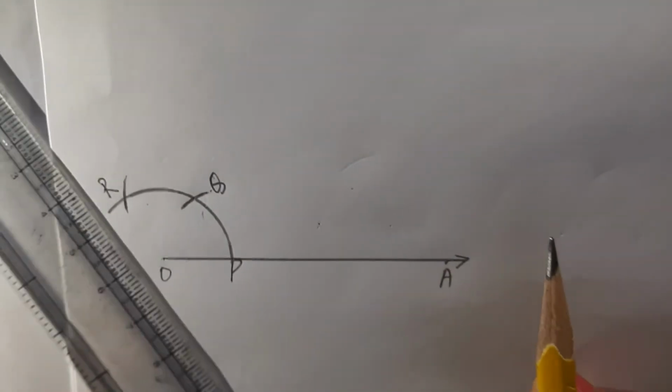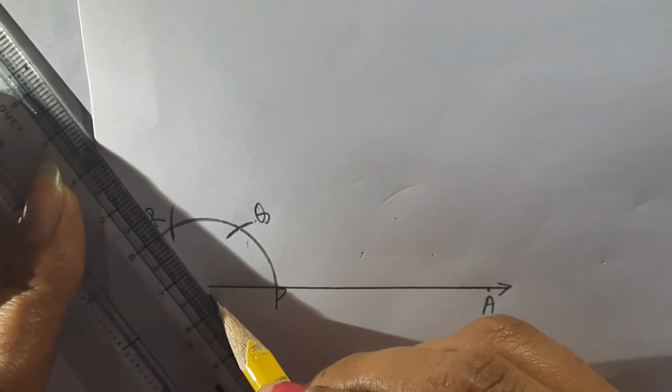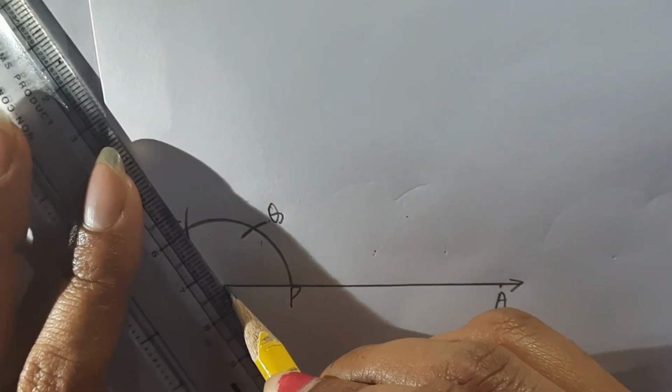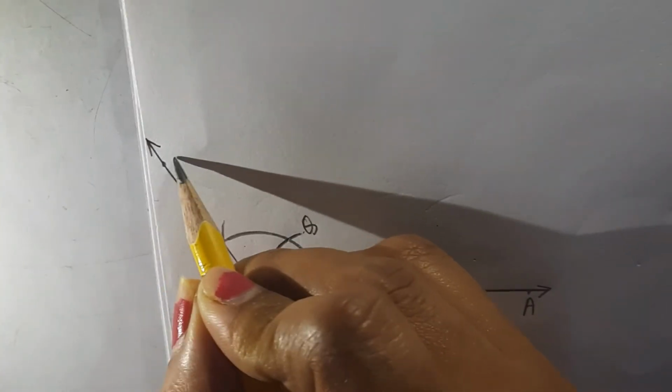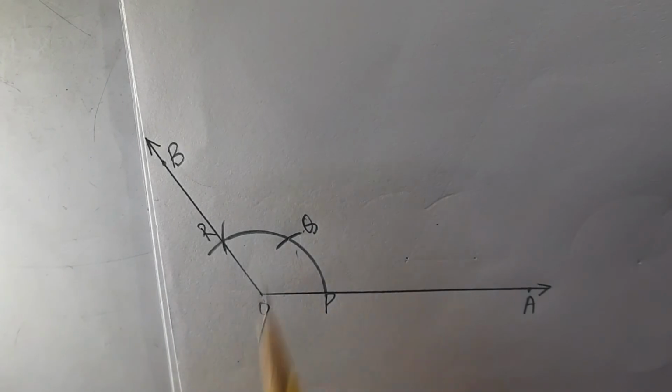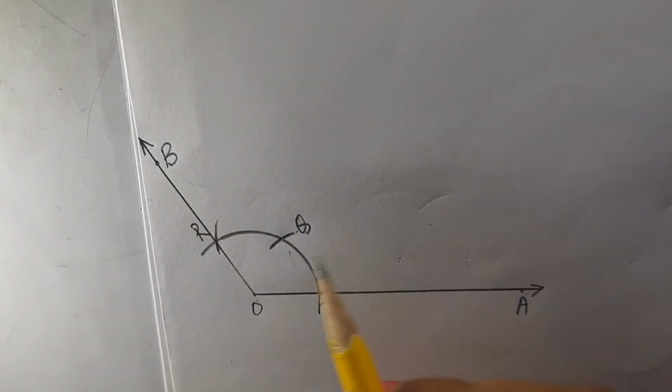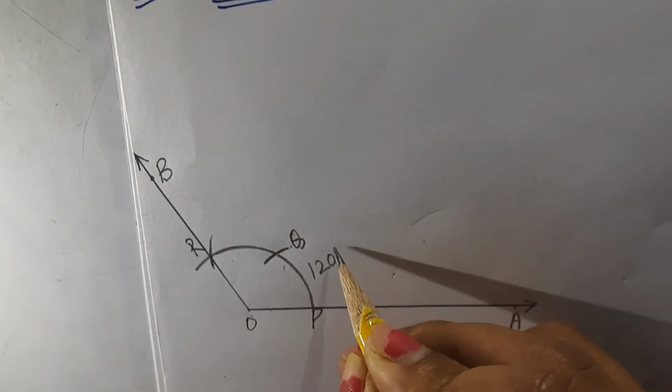Fine. Now join OR. Ab hum kya karenge? OR ko join kar denge. Theek hai? Produce it and name it as B. Fine. Angle BOA is of measure 120 degree.